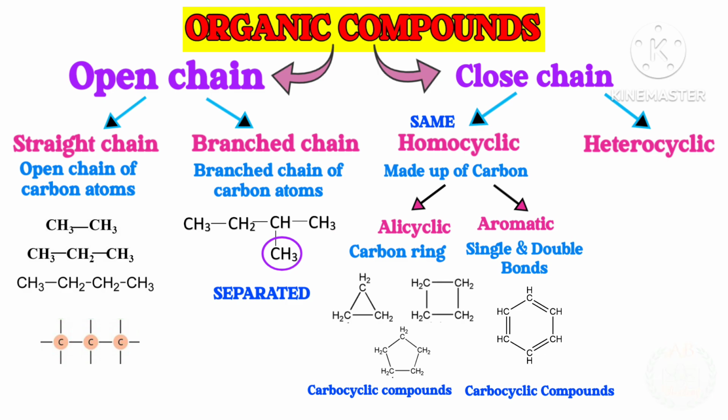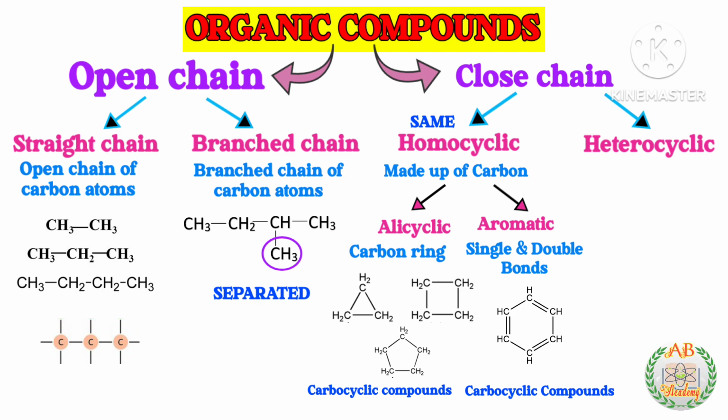Thus remember that homocyclic organic compounds are divided into alicyclic and aromatic organic compounds. Alicyclic organic compounds contain a carbon ring having single bonds, while aromatic organic compounds contain a carbon ring but having alternate single and double bonds. Now what about heterocyclic organic compounds?